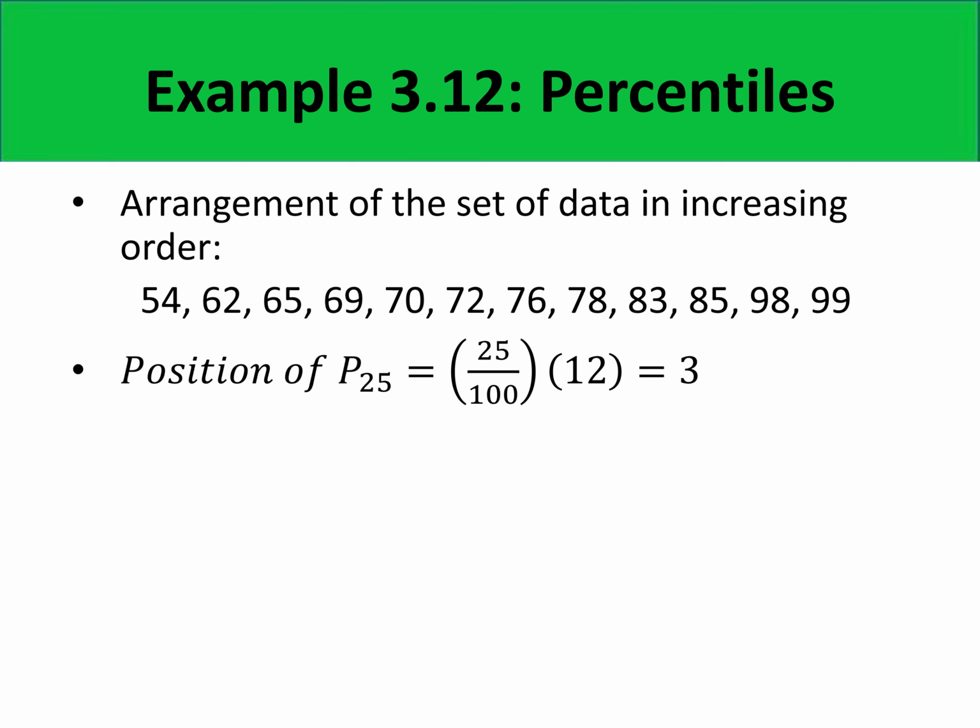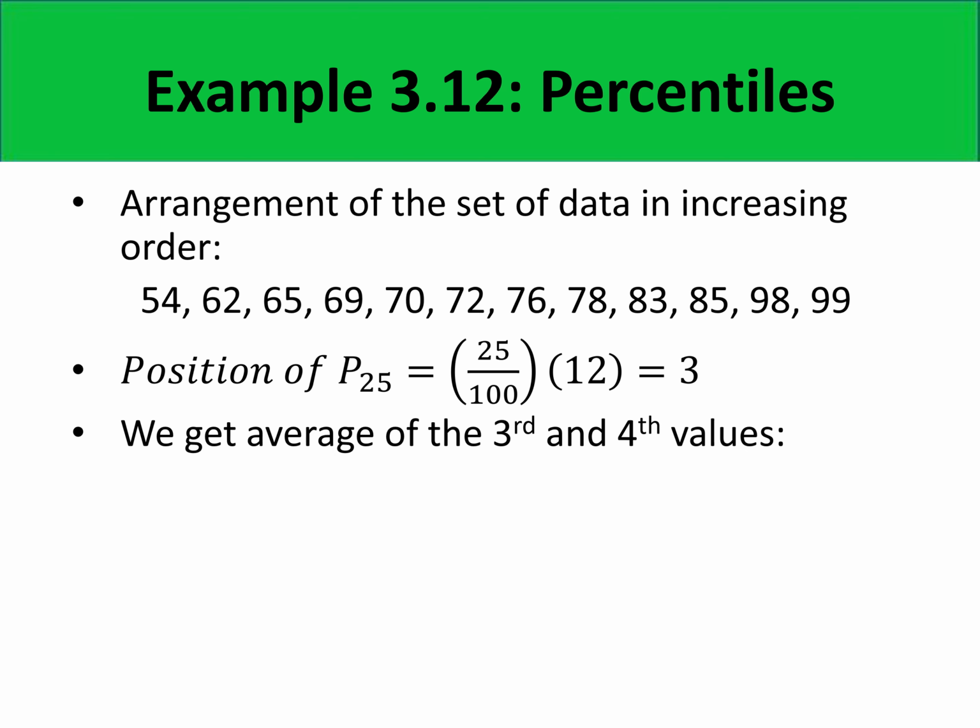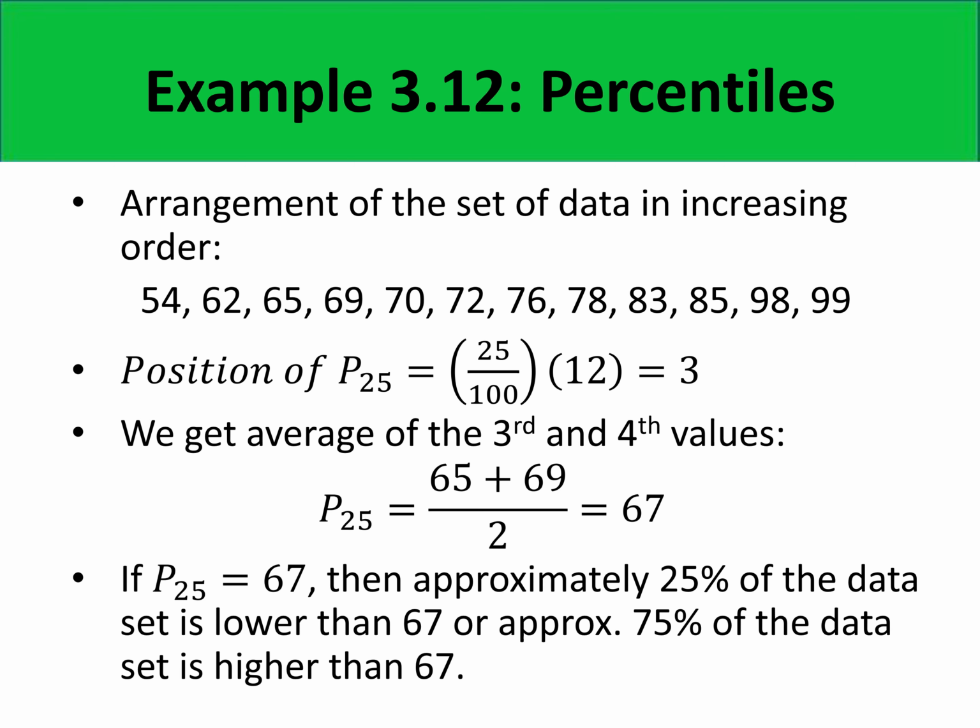So substituting 25 and 12, we get 3. Since the position is a whole number, the ith percentile, or the 25th percentile, would be the average of the 3rd and the 4th values in the dataset. These values are 65 and 69. Its average is 67. So therefore, the 25th percentile is 67. To interpret this means that approximately 25% of the dataset would be lower than 67. Or equivalently, we can say that approximately 75% of the dataset is higher than 67.